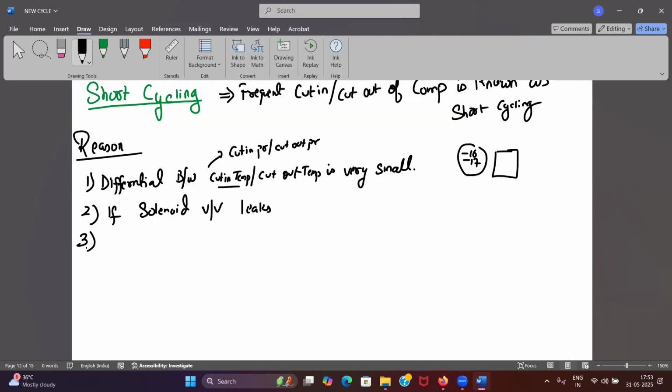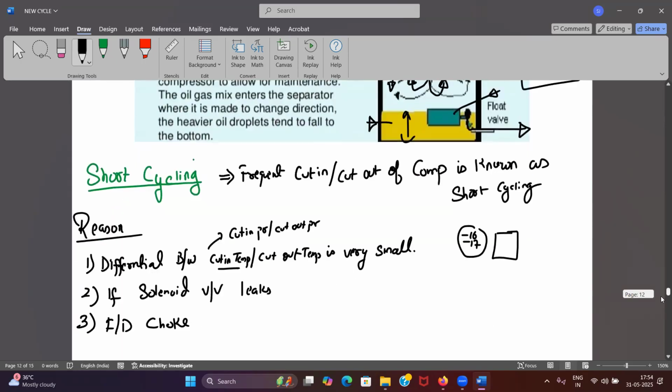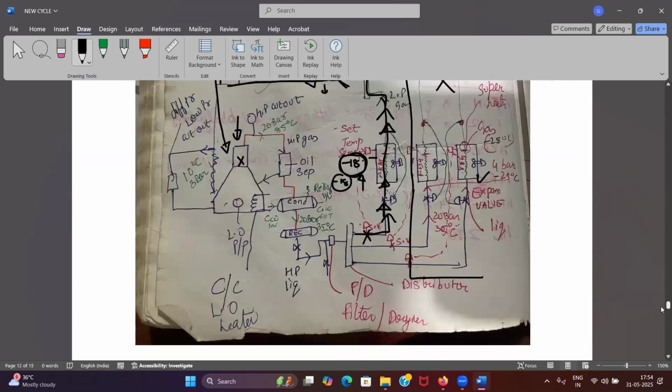Then the filter dryer is choked. Suppose my filter dryer is choked, then same funda, less amount of refrigerant will be flowing.